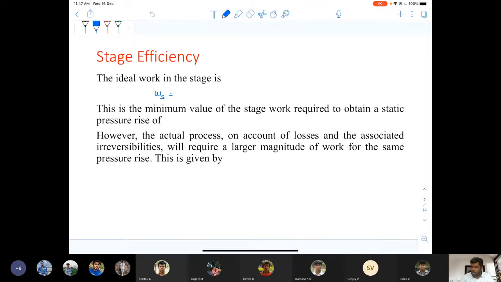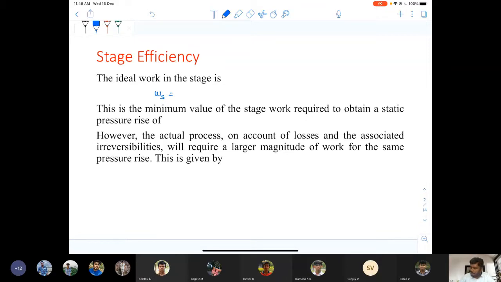Therefore, the ideal work in the stage is given as Ws, which is equal to the difference in the enthalpy. In the last class, we have seen in the velocity triangle that there will be three stages. That is, from 1 to 2, it is considered to be the rotor stage, and from 2 to 3, it is a diffuser stage. Therefore, the total stage will be from 1 to 3. Therefore, Ws will be the difference in enthalpy of stages 1 and 3.